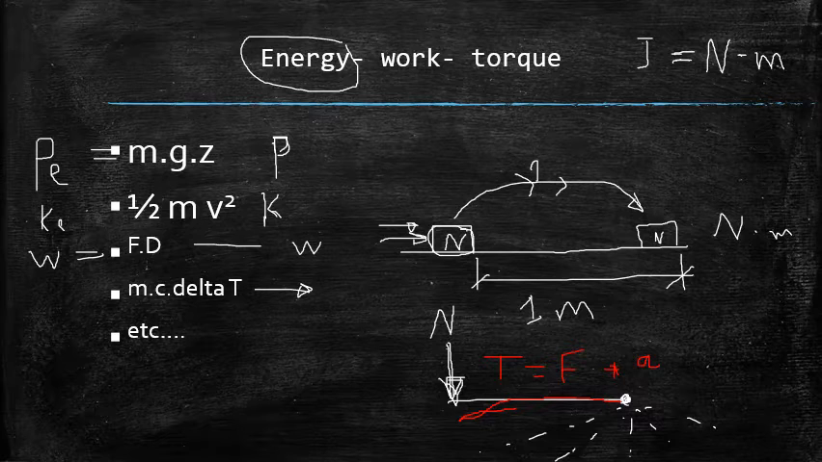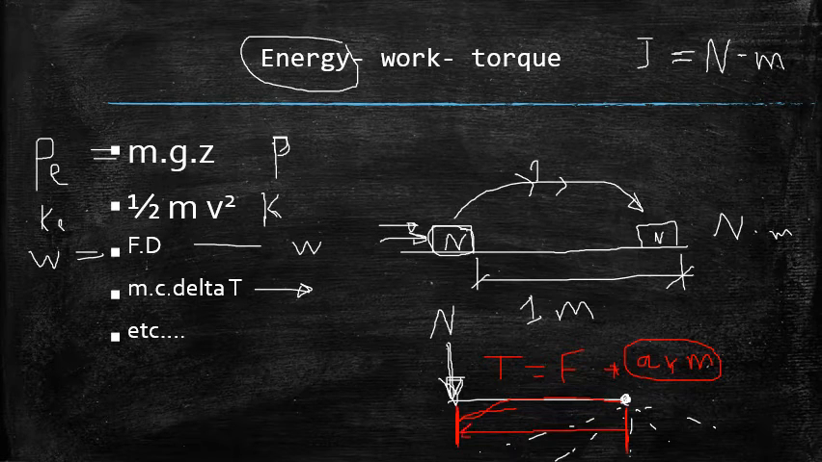So the force arm is the distance between the place where the force acts and the center of rotation. The distance between the center of rotation and the force application is called the force arm, or the arm. So the torque equals force times arm. Of course, it's Newton times meter, or joule, as work or as energy.